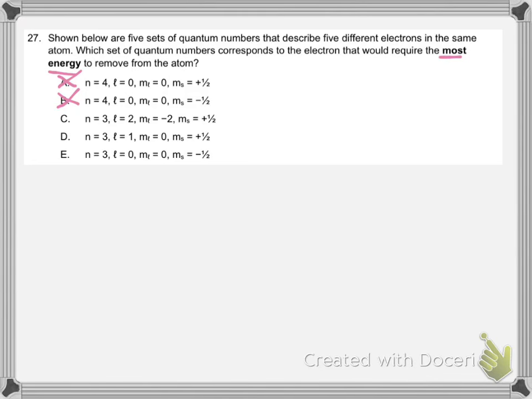And then once we have electrons that have the same n, the electron that is lowest energy will be hardest to remove. The one that is lowest energy will be E, because this is our 3s electron. And we'll remove a 3d and a 3p before we move on and remove a 3s electron.